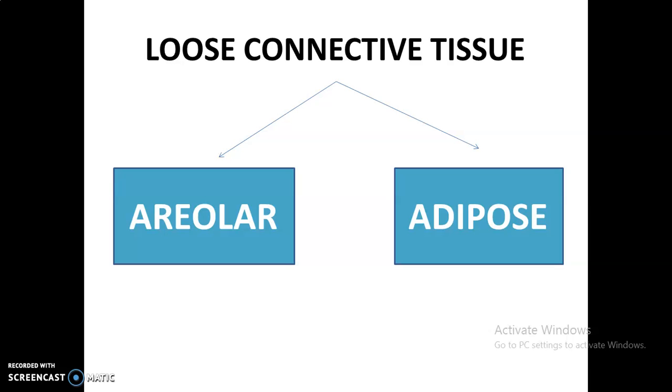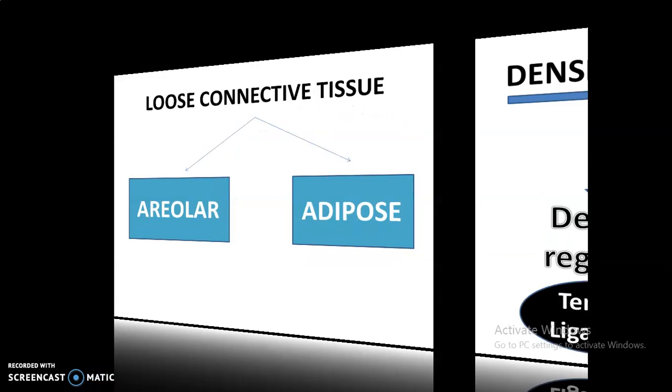For example, when we bend, we observe that the organs inside our body, like the eyes and nose, do not move. This is because of the areolar tissue, which holds the organs in place and gives a support framework for epithelium. And adipose tissue is present beneath the skin, which stores fat. This is loose connective tissue.